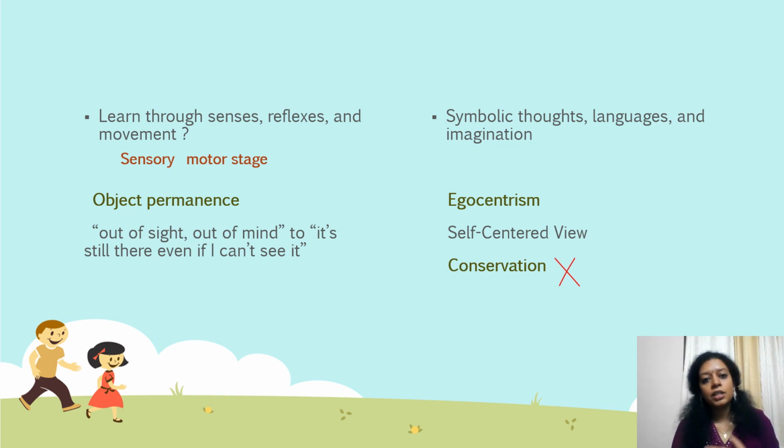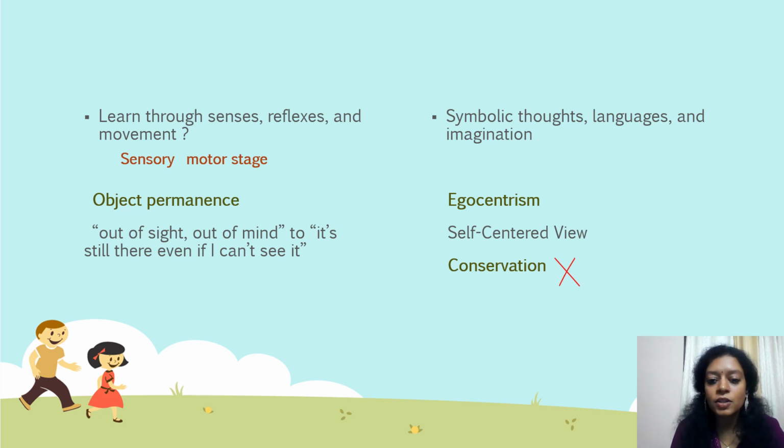Okay, so this shift from "out of sight, out of mind" to "it's still there even if I can't see it" marks the development of object permanence. So object permanence is the characteristic feature of this stage, the sensorimotor stage.